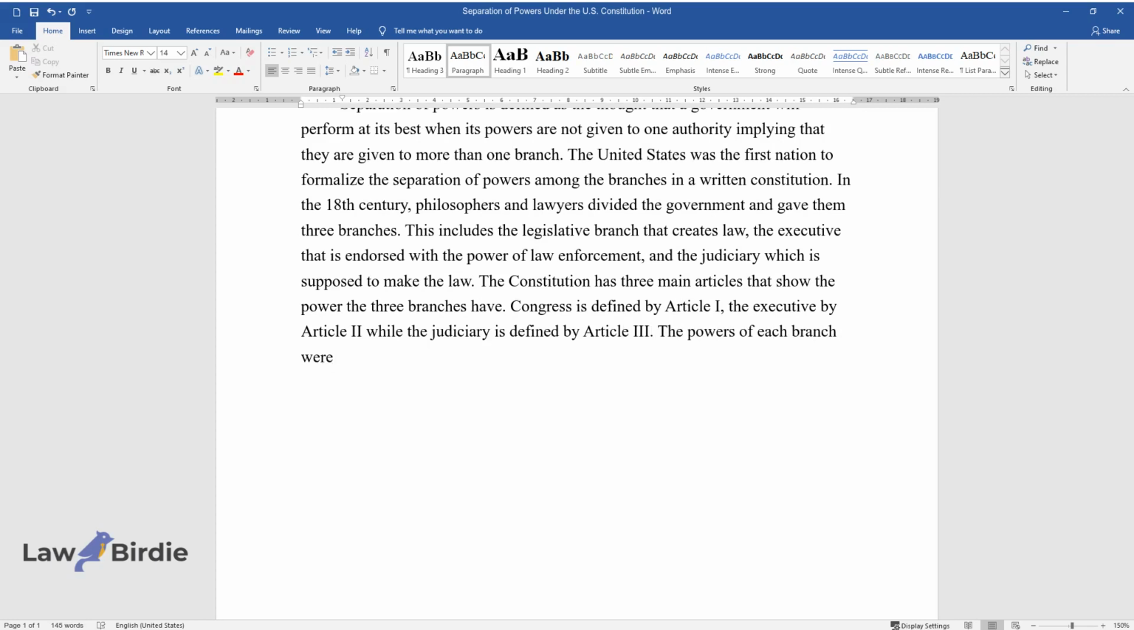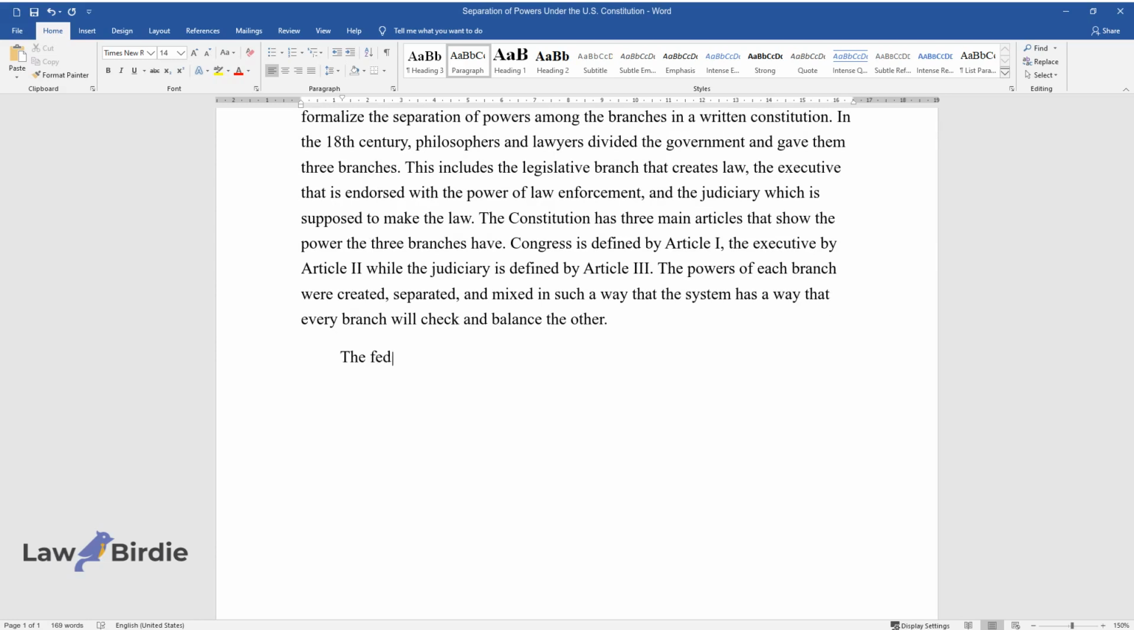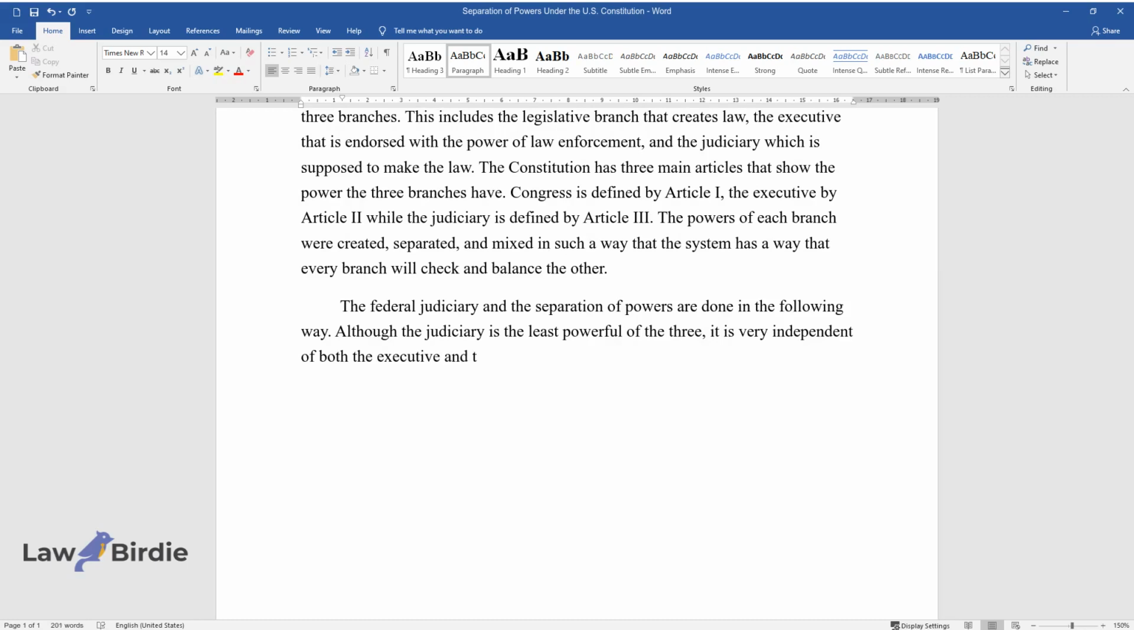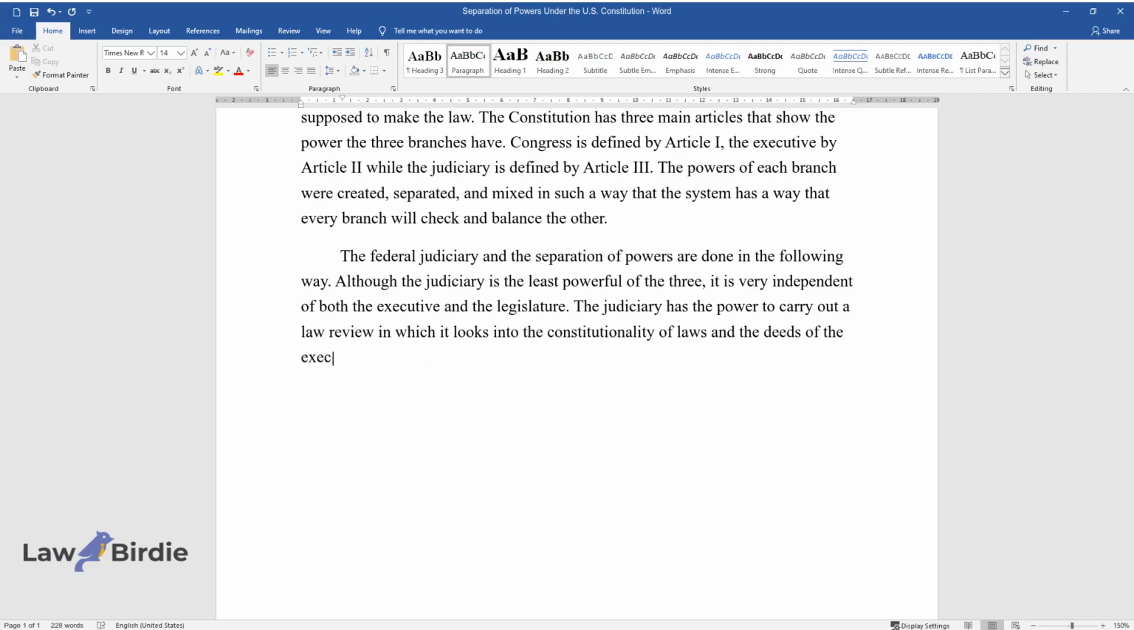The powers of each branch were created, separated, and mixed in such a way that the system has a way that every branch will check and balance the other. The federal judiciary and the separation of powers are done in the following way. Although the judiciary is the least powerful of the three, it is very independent of both the executive and the legislature. The judiciary has the power to carry out a law review in which it looks into the constitutionality of laws and the deeds of the executive.